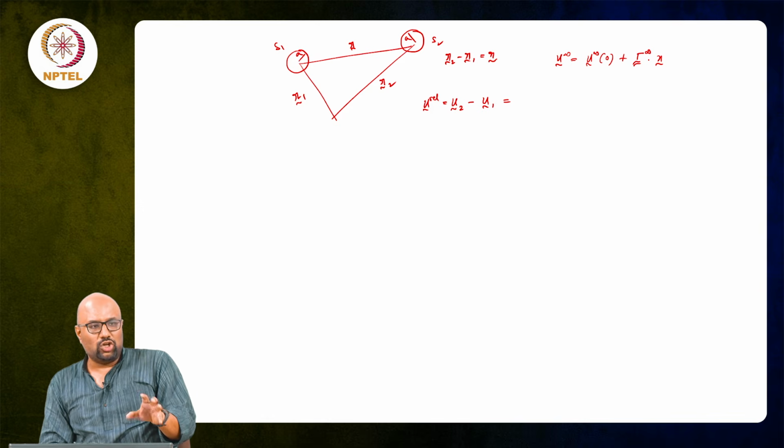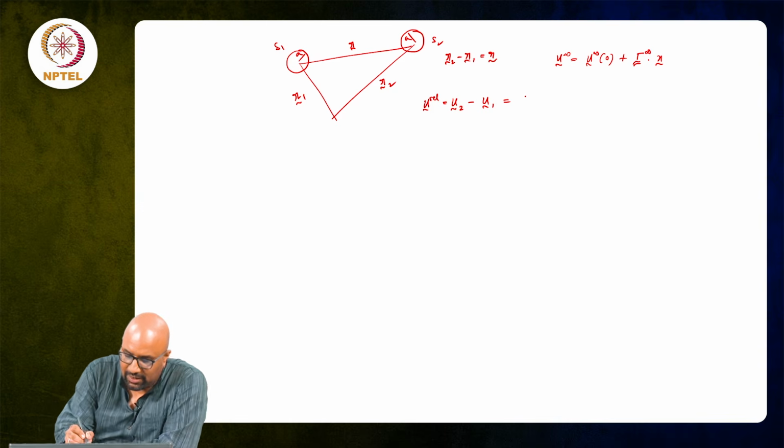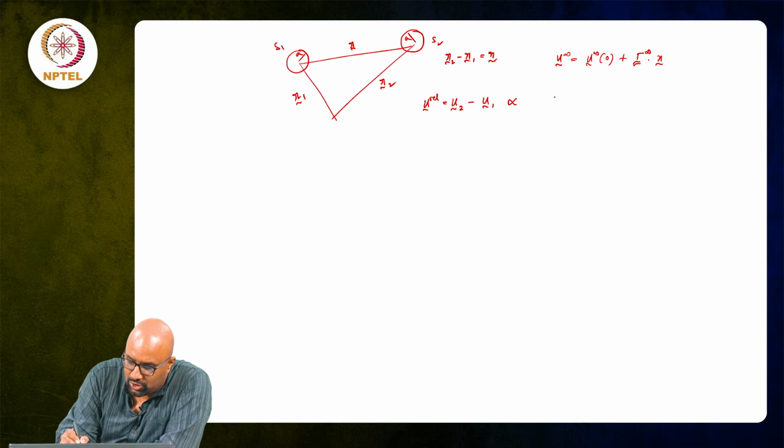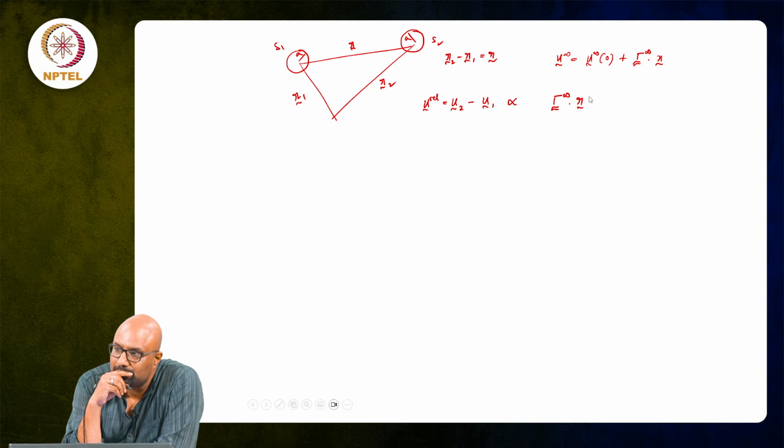See, if you look at the geometry, there are these two spheres. I have considered them to be identical to keep life easy. There is one parameter which is the velocity gradient, and then there is another one which is the separation vector. So, the relative velocity should be proportional to gamma infinity dot r. Correct.